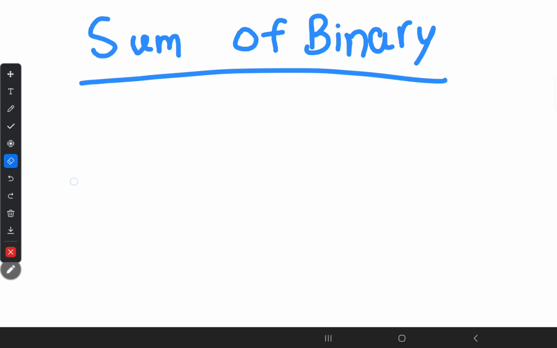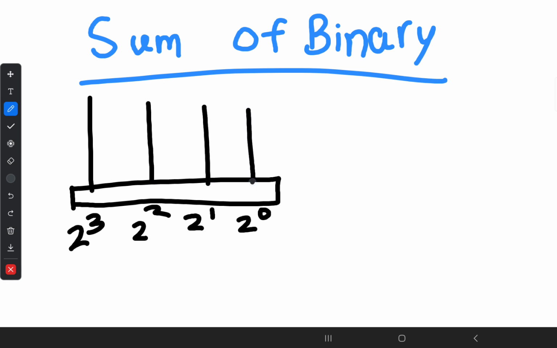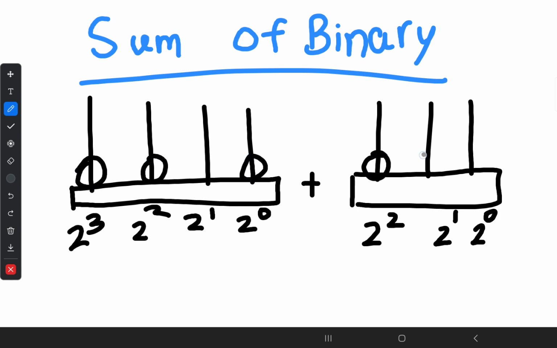I'll use the abacus to explain the addition. For an example, here I have my 2 to the power of 0, 2 to the power of 1, 2 to the power of 2, 2 to the power of 3. Here there are some rods. Plus, with that I am going to add one more thing: 2 to the power of 0, 2 to the power of 1, 2 to the power of 2. Here I have 1, 2, 3, 1, 2, 3. When we add these two, it is kind of a usual one.